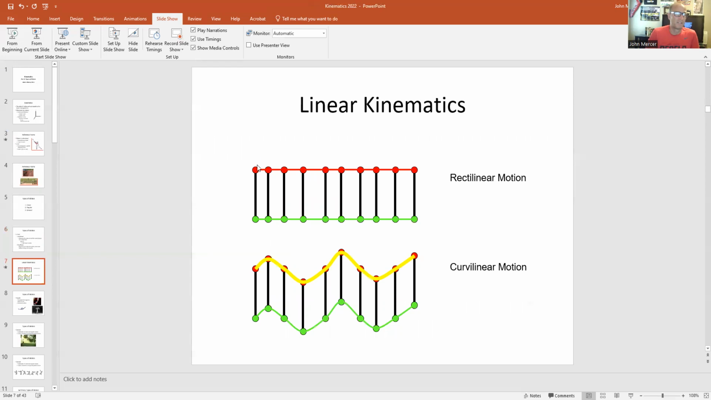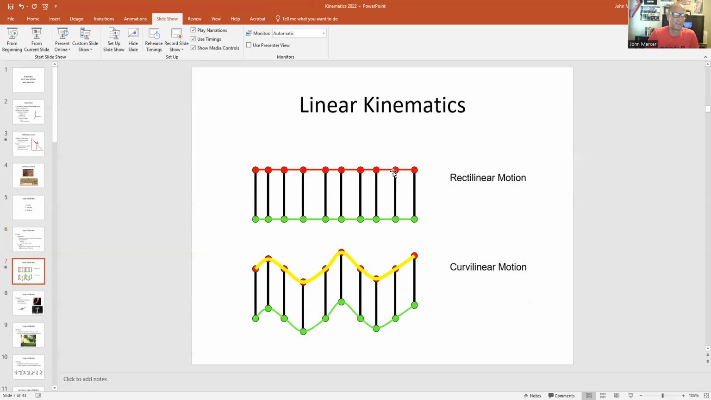The top illustration is illustrating rectilinear motion. All points of an object, in this case, what I have here is an object, and then I have that object at different moments in time as that object moves over to this position all the way over here.